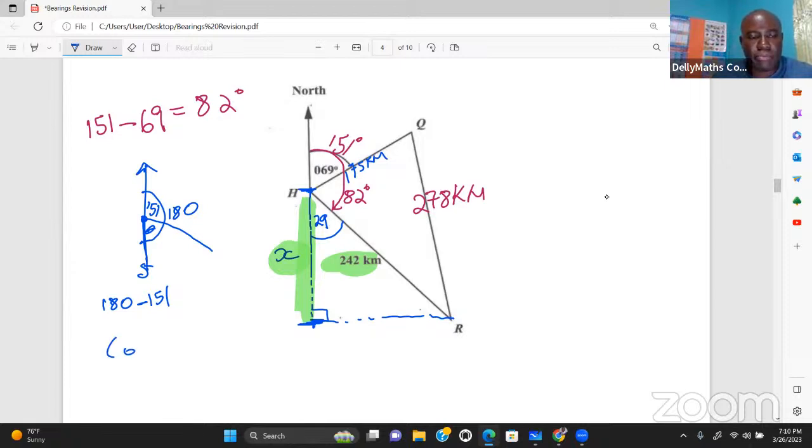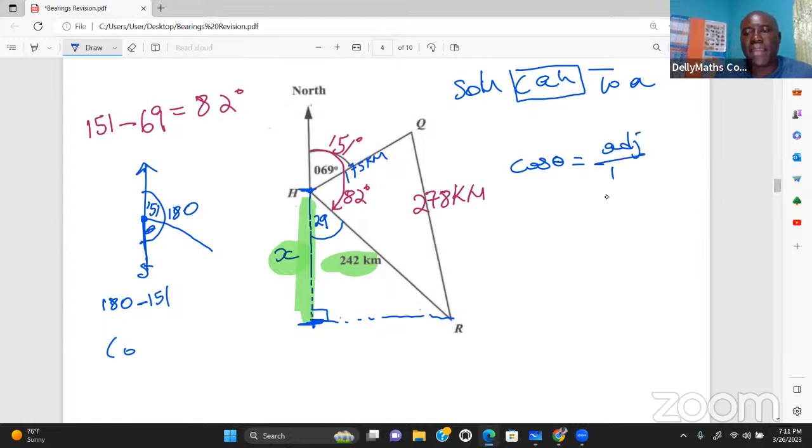Which one of these would include an adjacent side and the hypotenuse side? It's going to be cosine. All right. So we're talking about the cosine of an angle in a right angle triangle is going to be the adjacent side divided by the hypotenuse side. So in this case, the cosine of 29 degrees is going to be X. I'm calling that X. That's the side that I need.